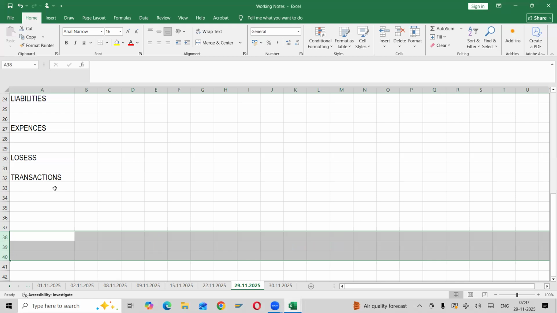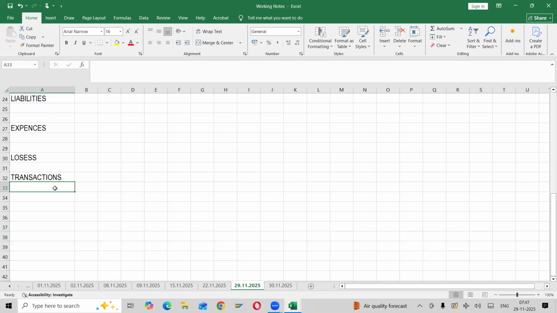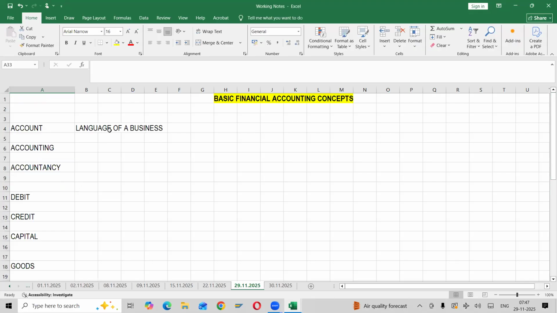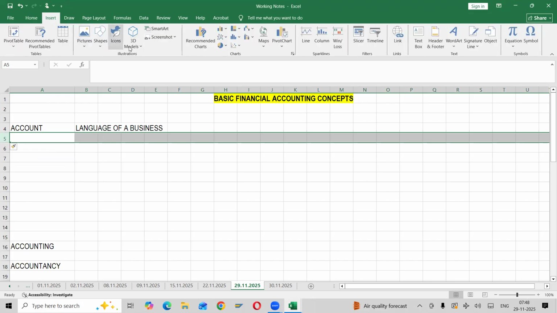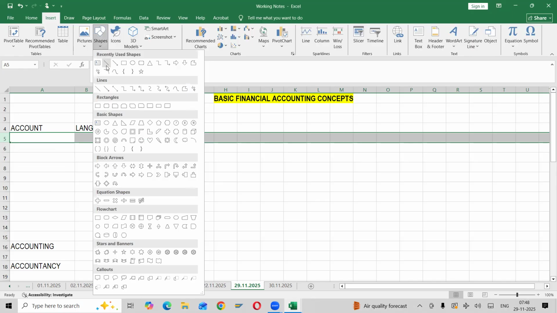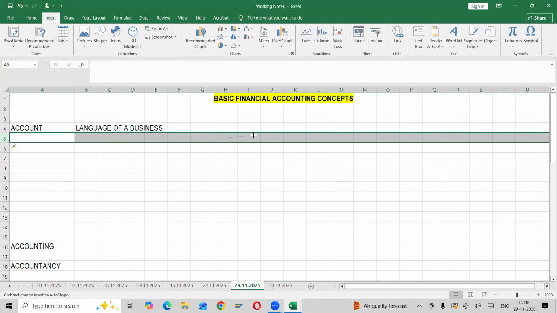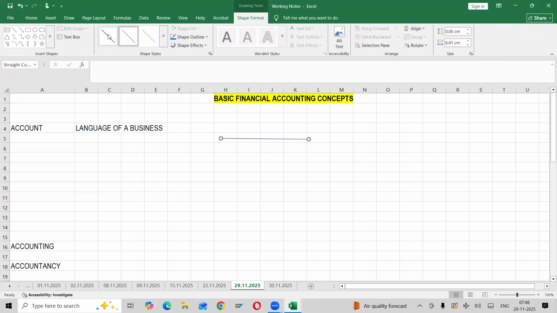Whenever people ask you, what do you mean by an account, don't give the bank account or vendor account, customer account. No, first of all you need to understand what an account is. Account is a language of a business. Clear? And what is the format of this language? It will be in T shape. What does our accounting language look like? It is in capital T format.